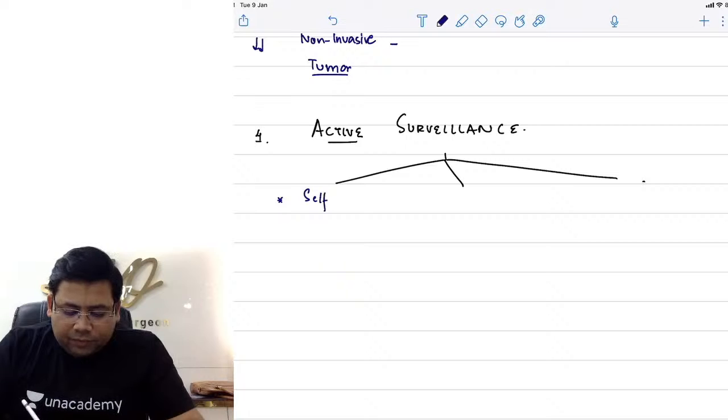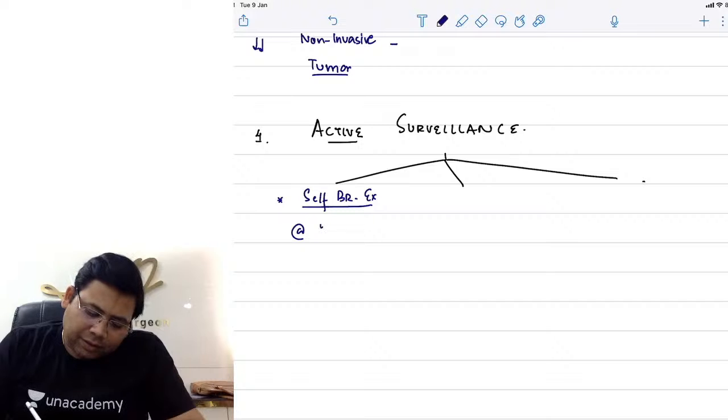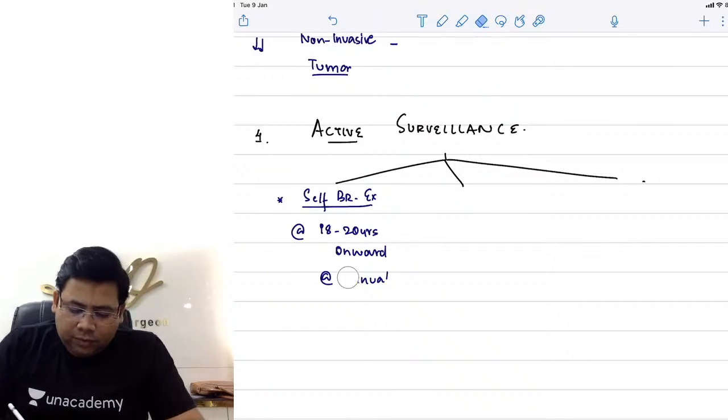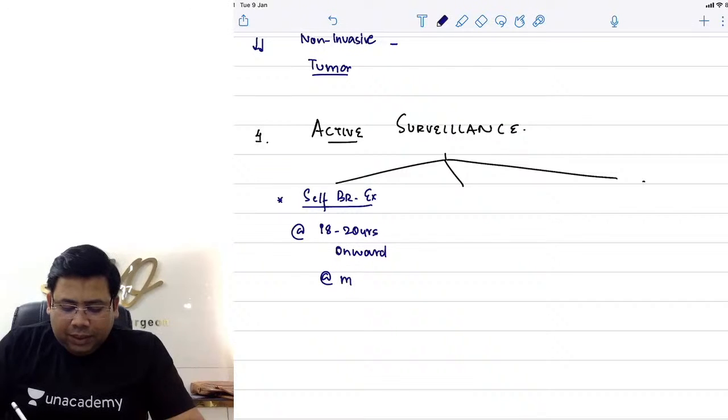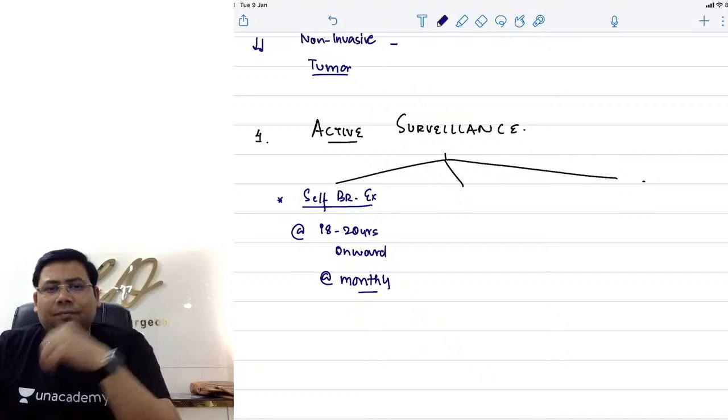Self-breast examination. I've already told you the techniques, and this is to be started 18 to 20 years onward, and that too at what frequency? Monthly frequency. So we'll tell her about the 3 examination techniques. Whatever is safe, whatever is convenient, she can do monthly.